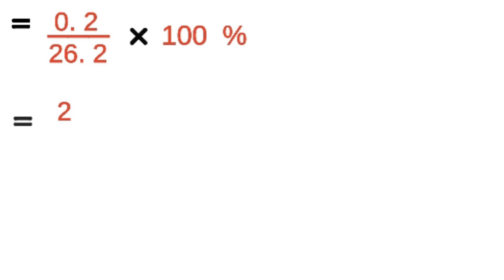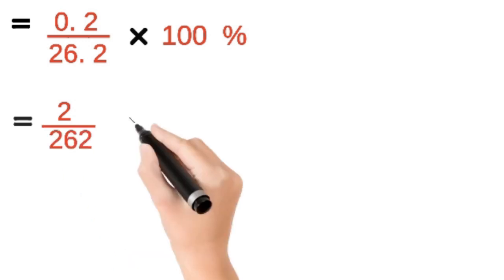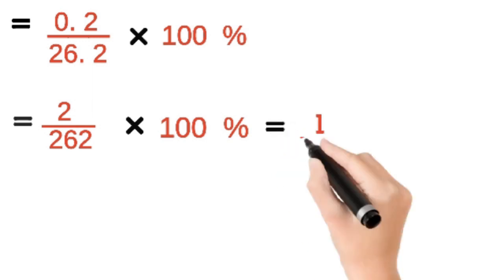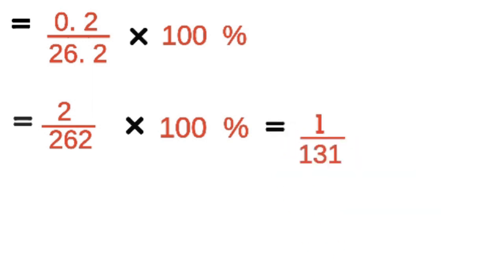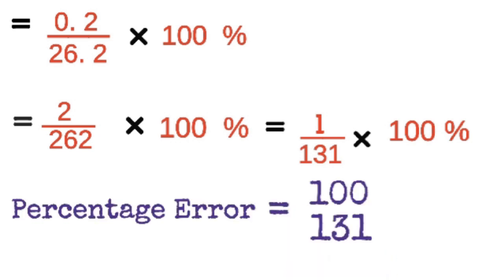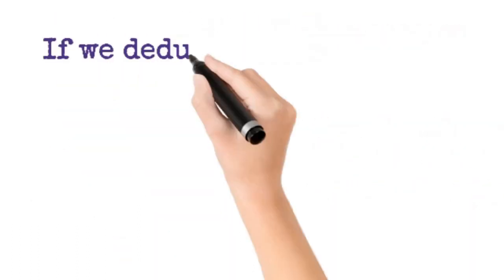We can multiply the 0.2 by 10 to get 2. This is another way of making the calculation easier for us. 26.2 multiplied by 10 is 262. 2 goes into itself once, 2 goes into 262 131 times. 1 by 100% is 100%. So 100% over 131. That is our percentage error. 100% all over 131. Still, we will get a decimal place.